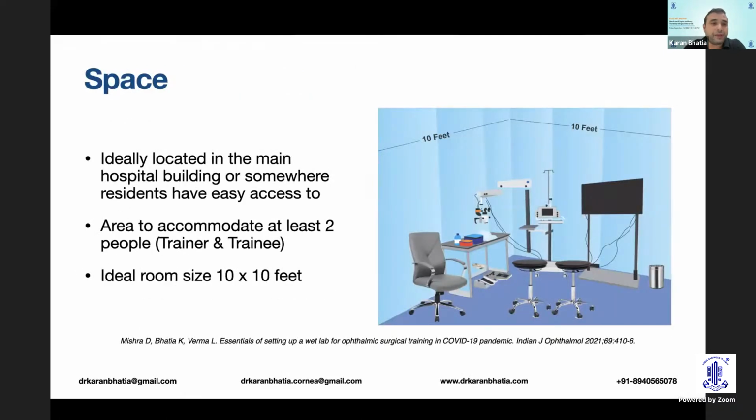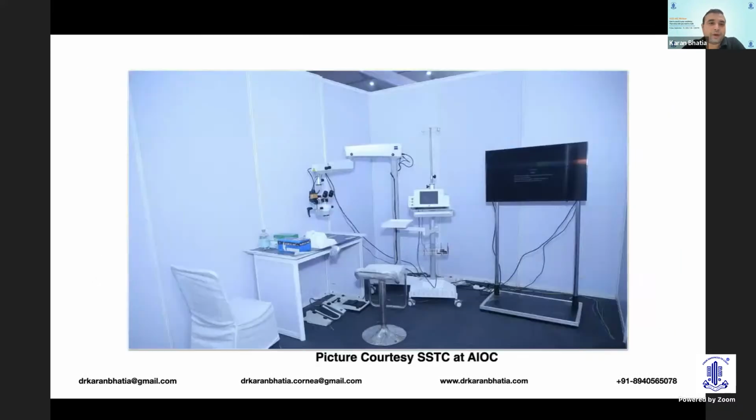So the space would ideally be located in the main building of the hospital, or somewhere where the residents have easy access. It should accommodate at least two people, that is the trainee and the trainer. An ideal room size, as you can see in this animation, is around 10 feet by 10 feet. This was taken from an article that we had published in the IJO in 2021.